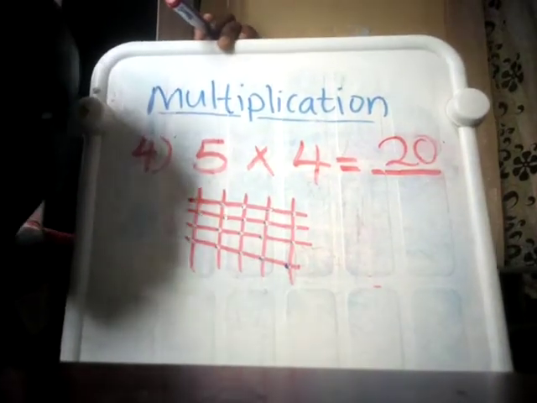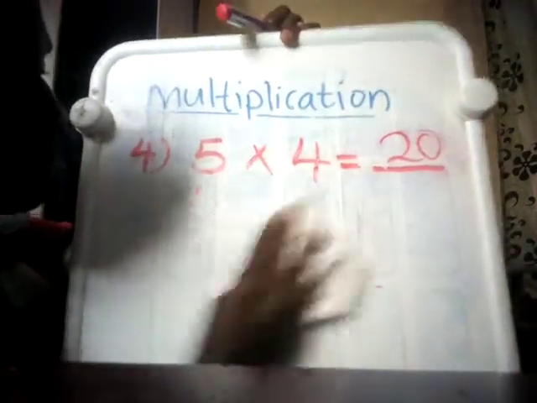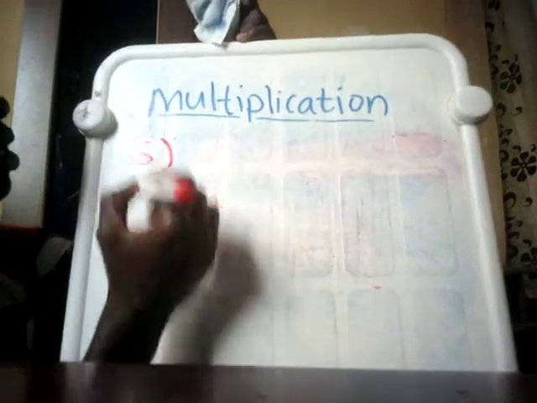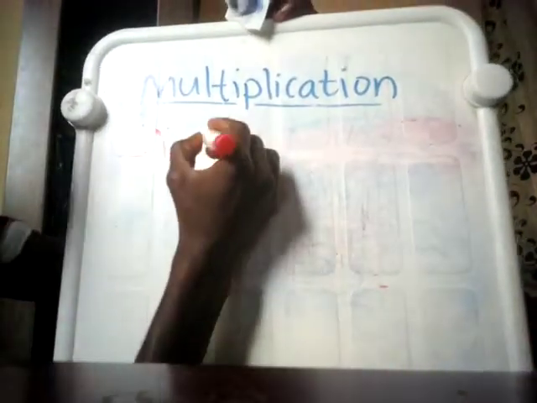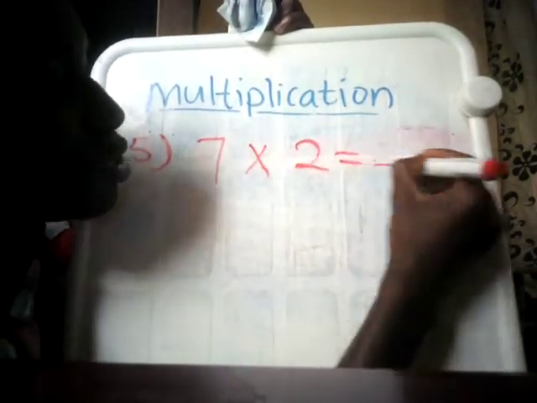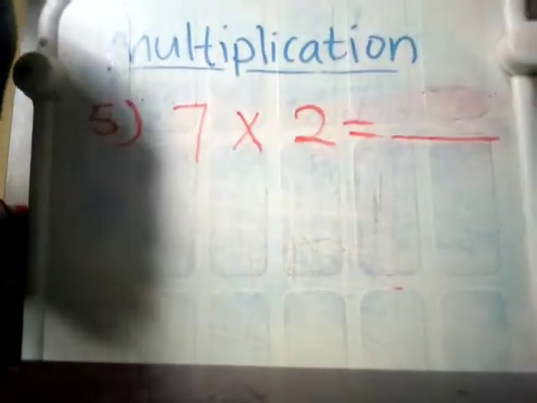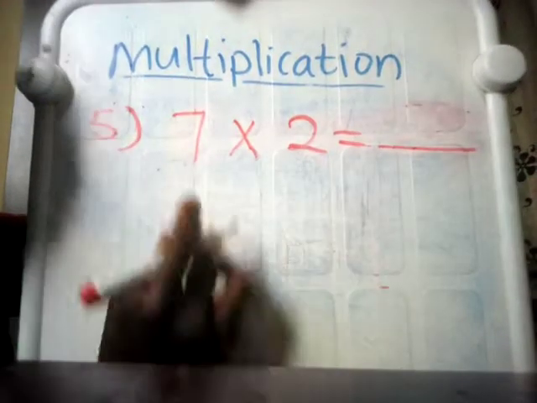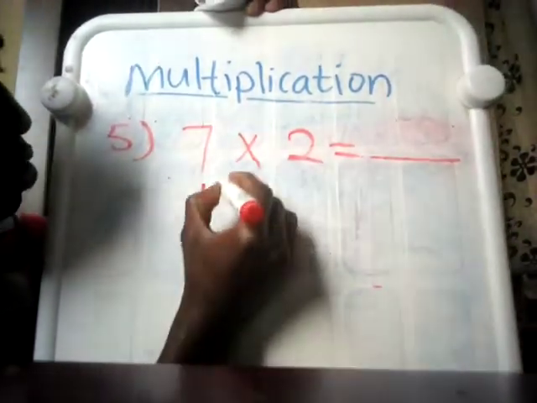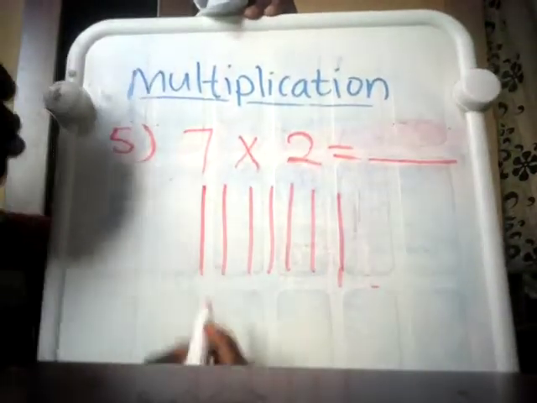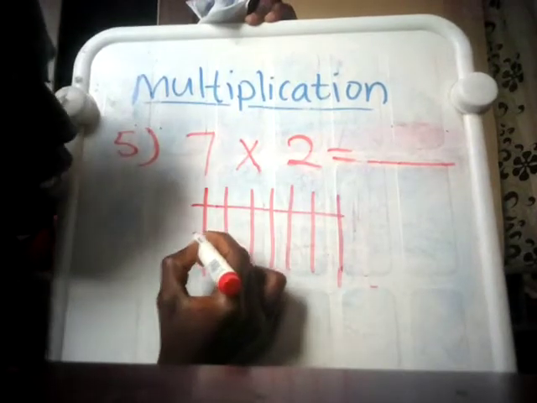So let's do our last example here, example number 5. All right, let's do 7 times 2 equals to dash. So in this case, we draw 7 columns: 1, 2, 3, 4, 5, 6, 7. Then we do 2 rows, 1 and 2.